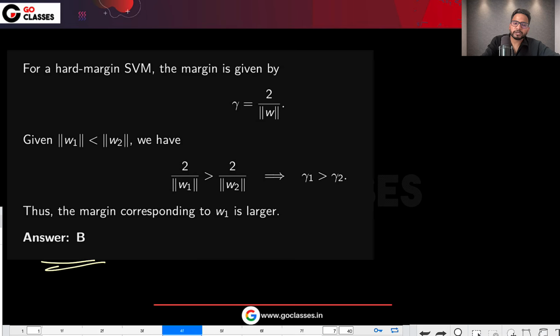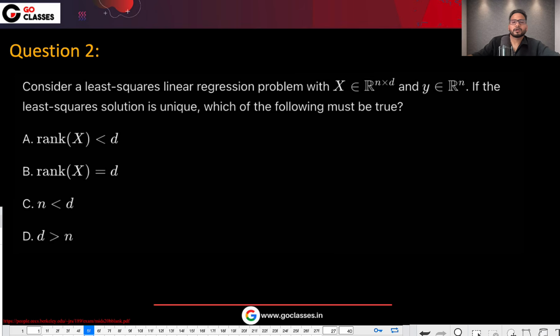Now let's move to the next question. This question is saying that we need to consider the least square solution, and then which of the following must be true for the unique solution. If you remember, using least square we want to find the solution of y equal to xw, right?